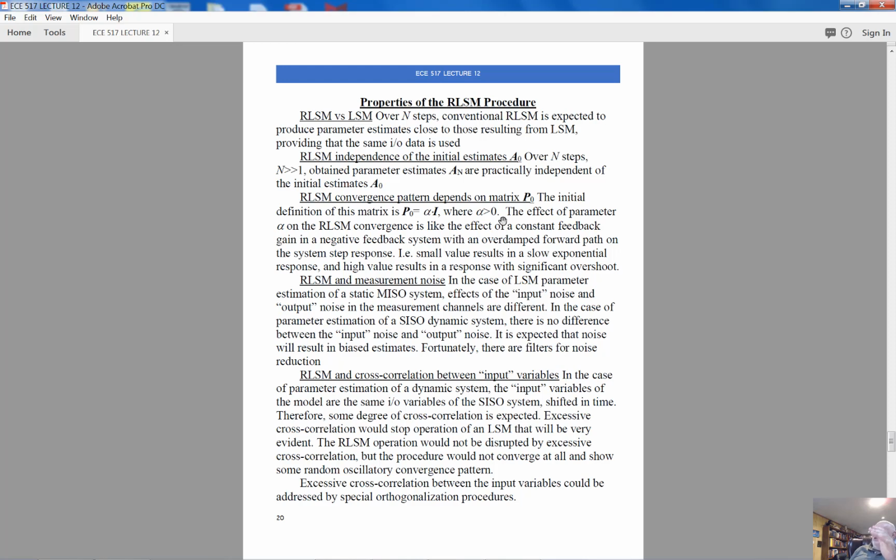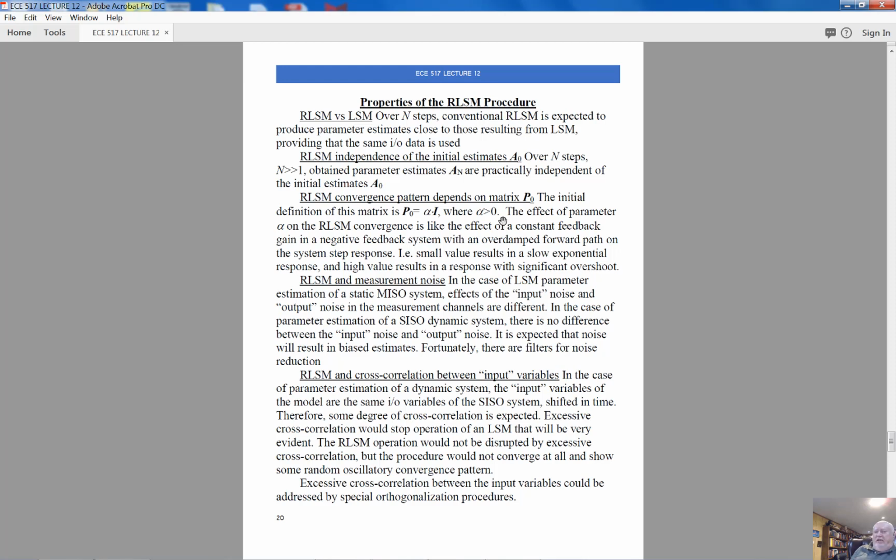Noise in the input will result in biased results, because regardless of how many data points we use, noise in the input will result in some kind of residual correlation matrix, a non-diagonal correlation matrix, that would cause bias in the parameter estimates.